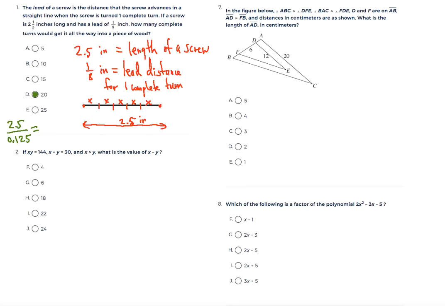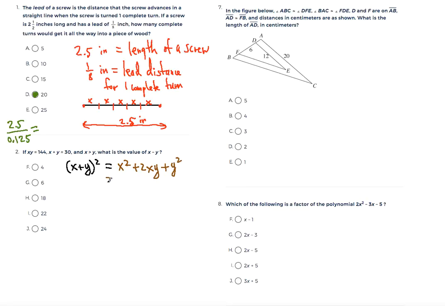Okay, next problem. If xy is equal to 144, and this is the product, x plus y is equal to 30, and x is greater than y, what is the value of x minus y? So first, notice that it's interesting because x, y, and x plus y make me immediately think of squaring x plus y, right? Because if you square it, this is what you're going to get: x squared plus 2xy plus y squared, right?